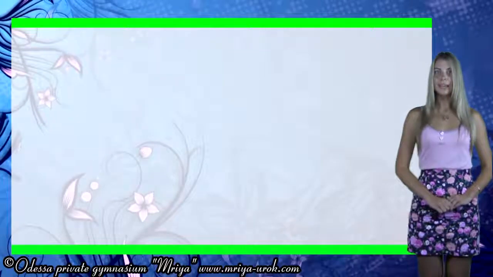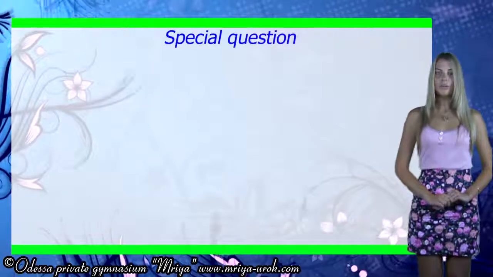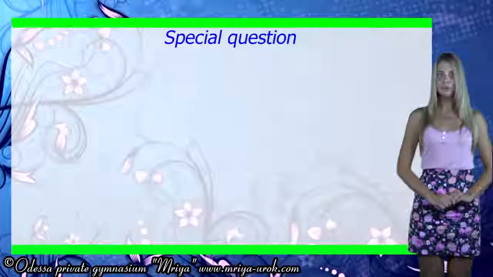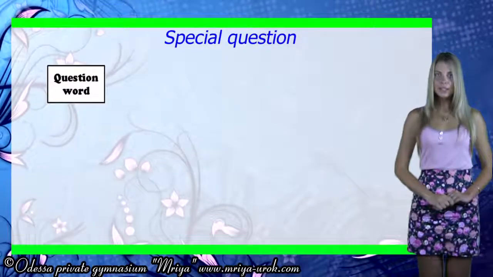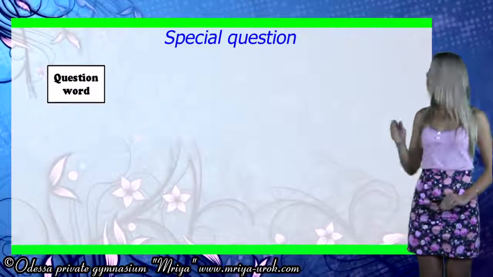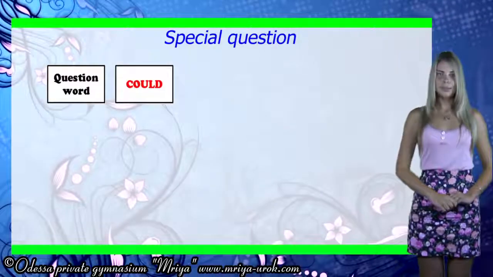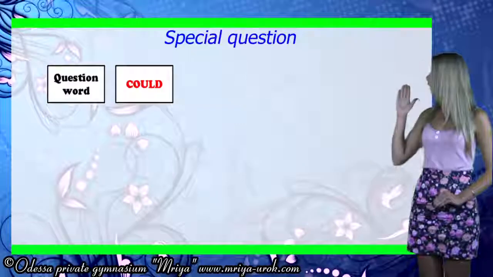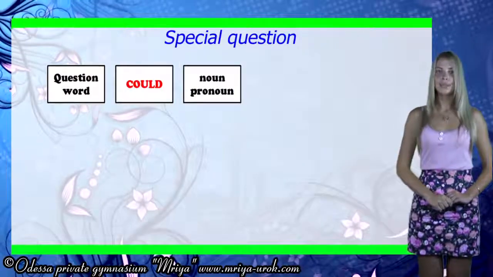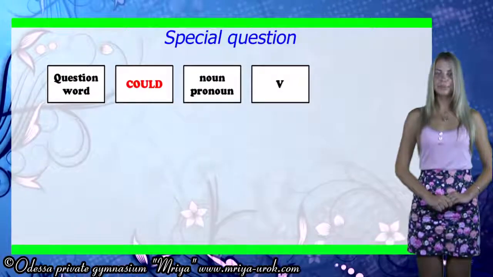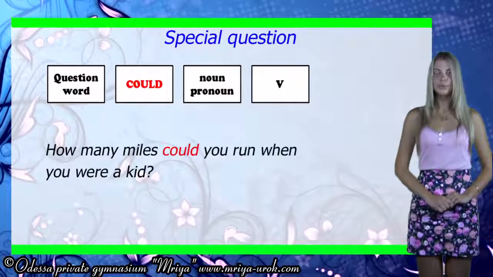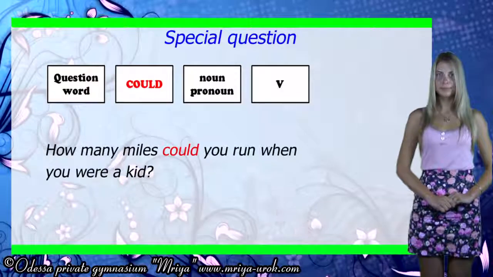If you want to make a special question, on the first position you have to put your question word. After that you put your modal verb could. After that you put noun or pronoun, and on the last position you put your main verb. For example, how many miles could you run when you were a kid?